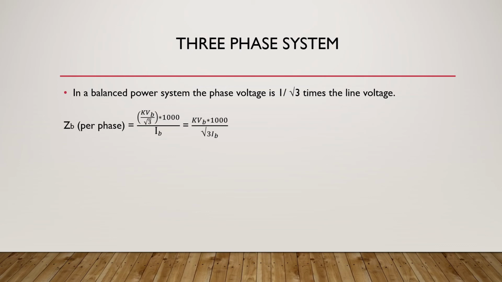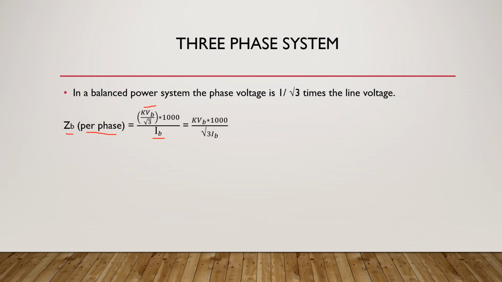Base impedance per phase means voltage over current. We are measuring per phase, and kVB is a line value. If you want to calculate the phase value, what do you do? Divide by root 3. Then divide by IB. Done. So we find ZB per phase.